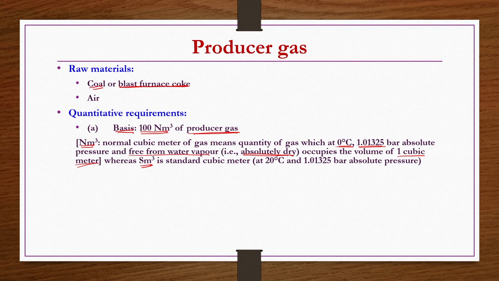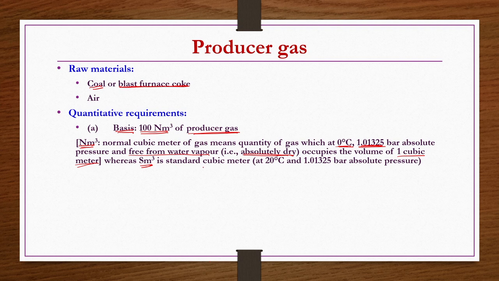So that's the reason the specification of temperature and pressure is very much essential if you are specifying a volume of a gas. So if you take dry gas at 0 degree centigrade and 1.01325 bar of absolute pressure, whatever volume that dry gas occupies, if it is 1 meter cube, then that standard unit is nothing but 1 normal cubic meter, right?